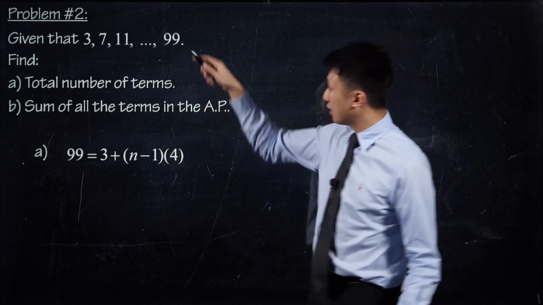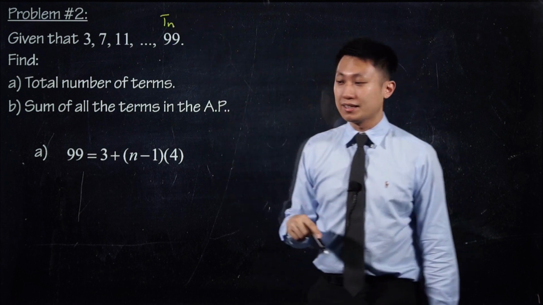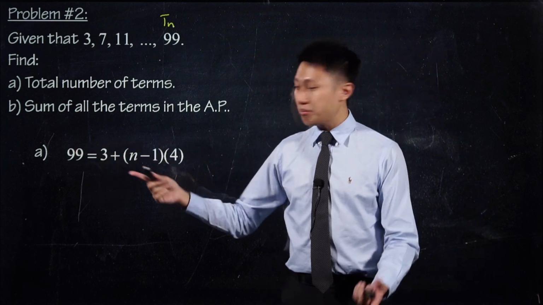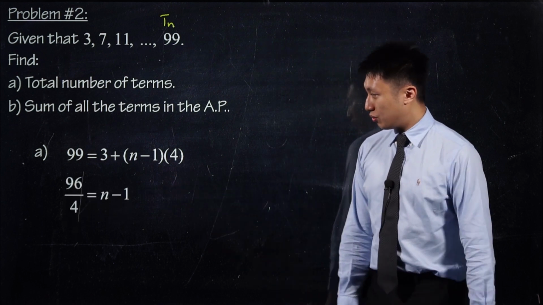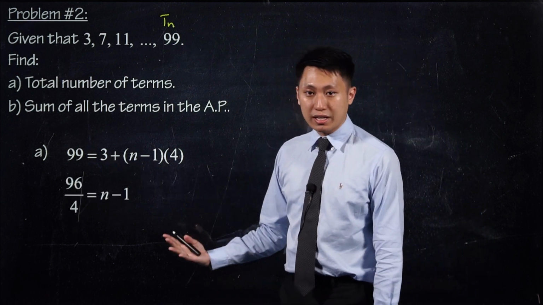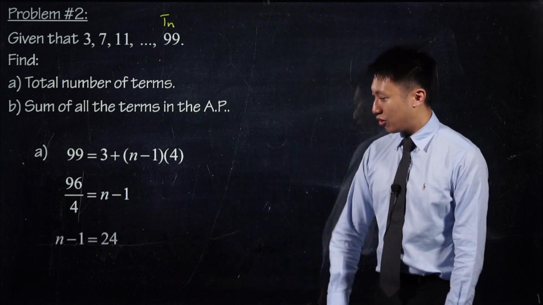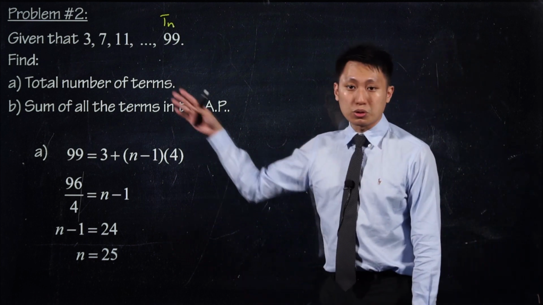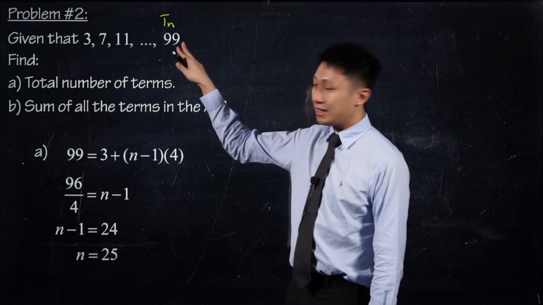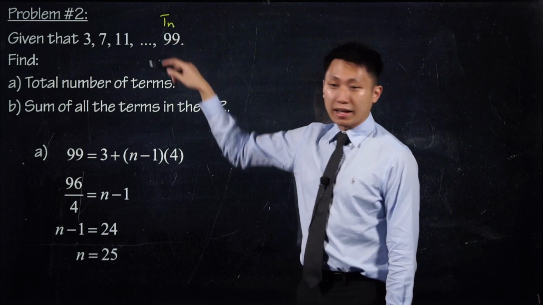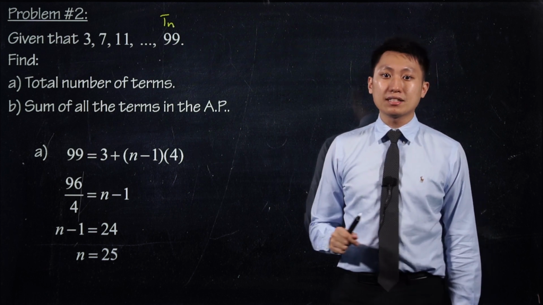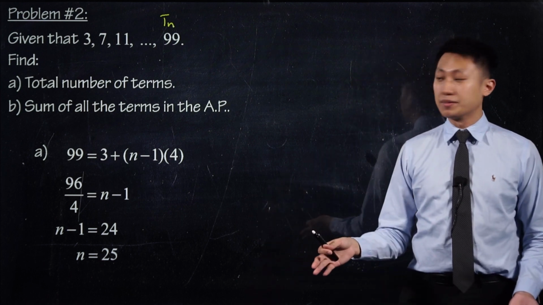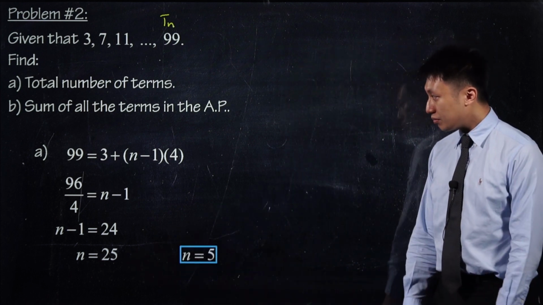What is the index? So this is Tn. Tn is 99, which means 99 is equal to a plus (n minus 1) times d. Subtract a over, then divide by 4. Then you have n minus 1, add it over, and you have 25. So you have found the total number of terms. It's not stated here, but you see it stops at 99, which means that's the last term. If it's the last term, you can name it Tn, where n is the number of terms.